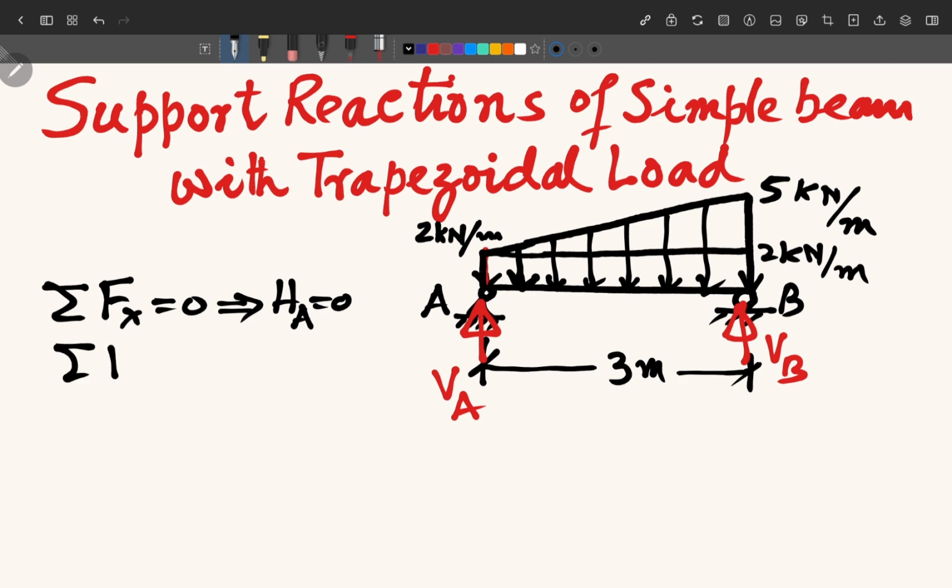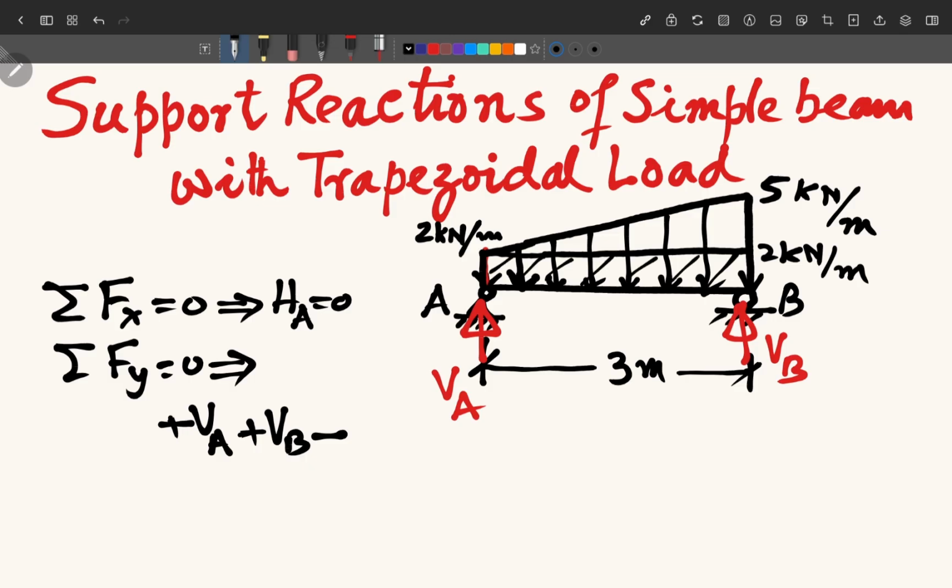When we apply the equilibrium in y direction, we will get VA plus VB, because these two are acting in the vertically upward direction. So we write here plus VA plus VB, because these two are acting in the vertically upward direction, and upward directions we are taking as positive, downward is negative. Now the UDL, which is a uniformly distributed load of 2 kilonewton per meter, is acting over a length of 3 meter.